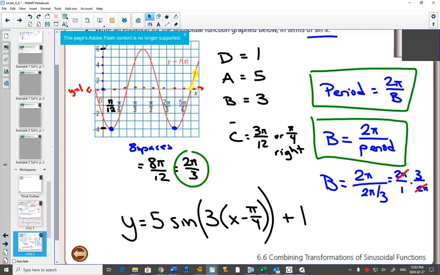Yes? How do you find out that B was 3? Well, we calculated it here using the formula. B is 2 pi over the period. I meant like the translation, C. The C, because a sine graph starts on the axis going up, and that's 3 spaces to the right of the y-axis, right? From the y-axis, because that's where it normally starts. Yeah. And so that's a shift of 3 pi over 12s to the right.